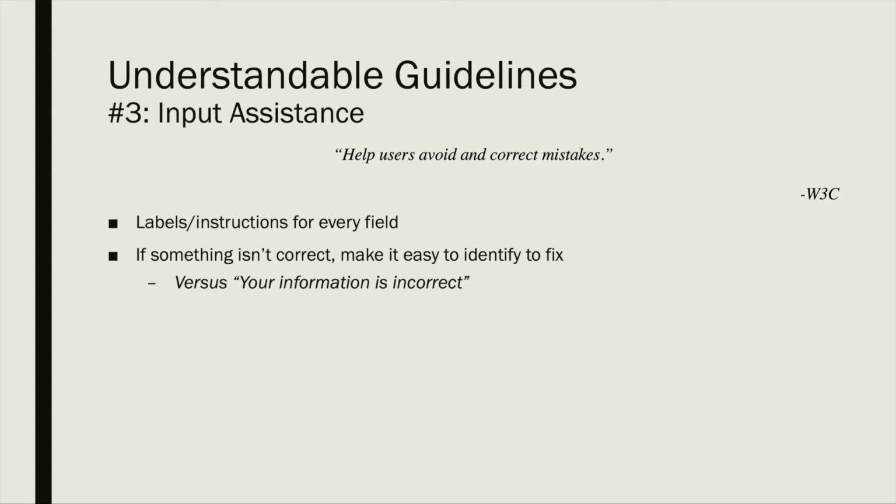Next is input assistance. Help users avoid and correct mistakes. Like we talked about in Chapter 9 with forms, you want to make sure that each field has a necessary label and instructions to instruct the user and client how the form should be filled out. If something isn't correct, make it easy to identify how to fix it versus just saying your information is incorrect.